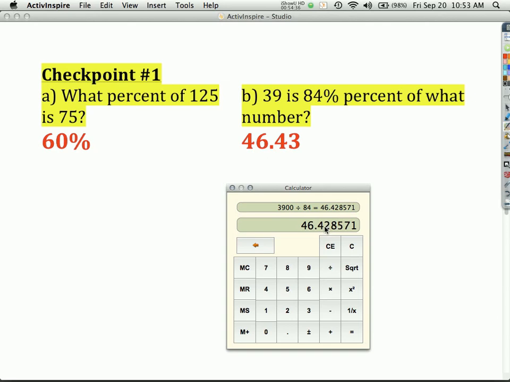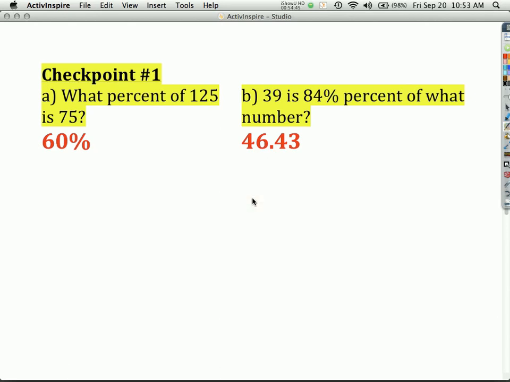So I don't want you to mark it wrong. I don't want you to get upset. But you have to pay attention to rounding. It's not okay to just cut off numbers. You have to round. Okay? So 46.43 is the best answer.